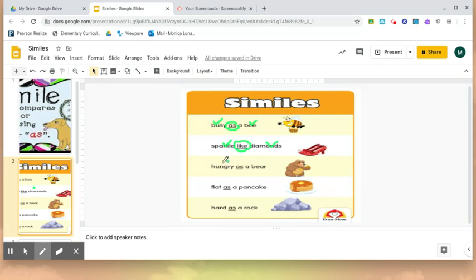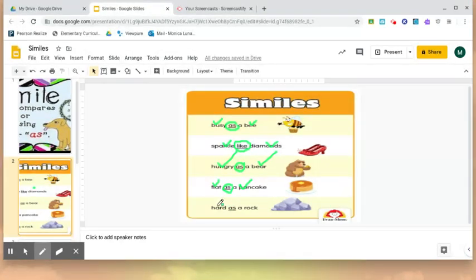Okay. Here it says hungry as a bear. So they use the word as, and someone is so hungry as a bear. Here they're saying flat as a pancake. They used the word as to compare that something is so flat like a pancake. Maybe a table is flat as a pancake, piece of paper. I don't know, but they're comparing something that is so flat as a pancake.